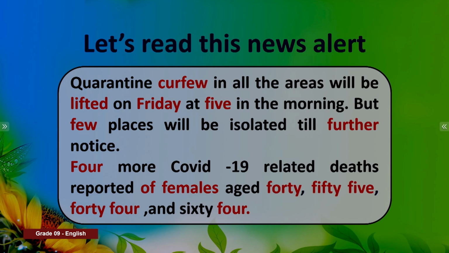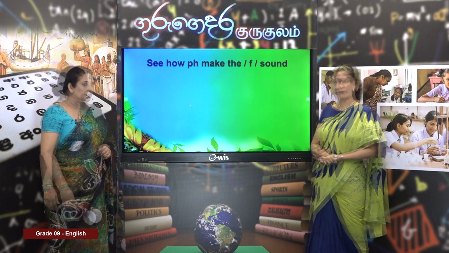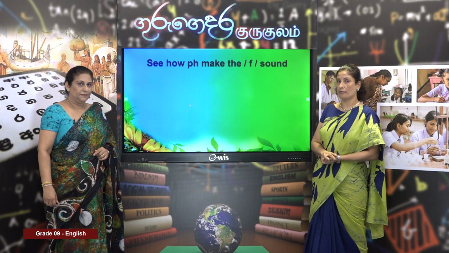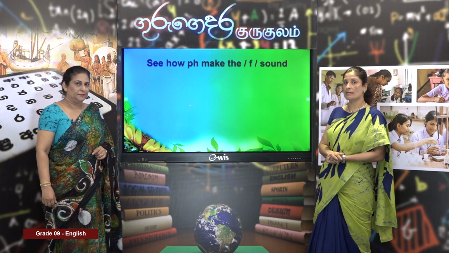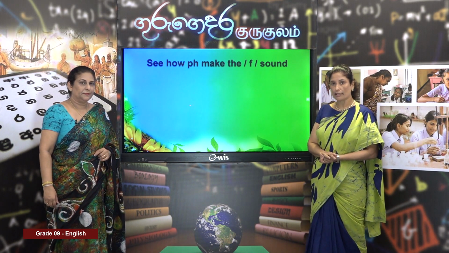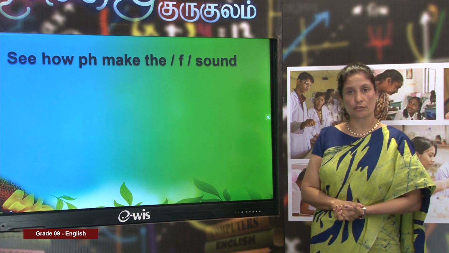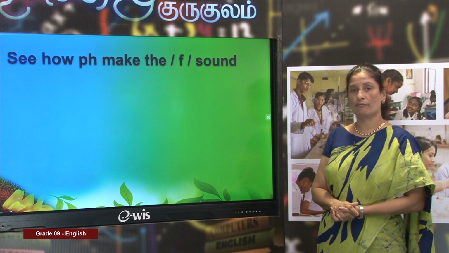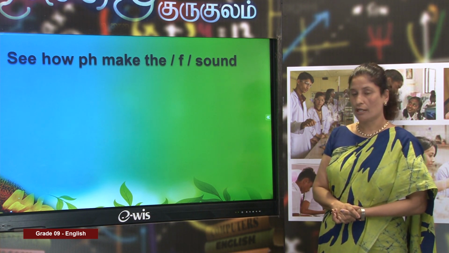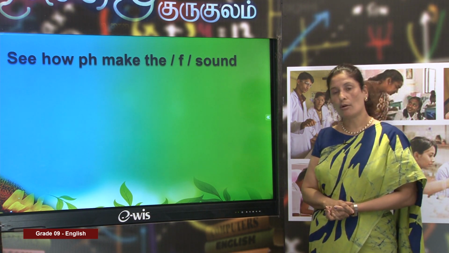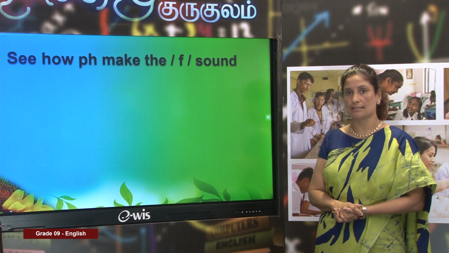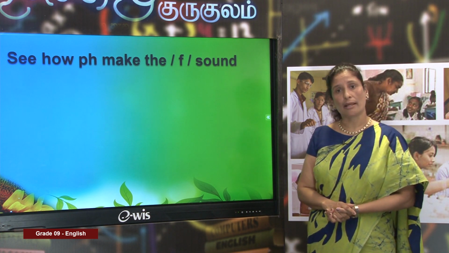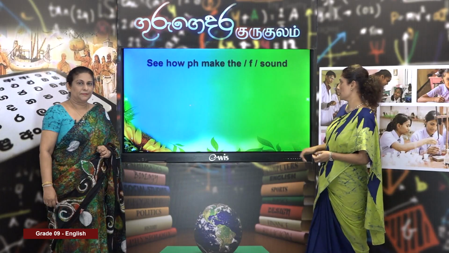Thank you, Ms. Nirmala. So now, Ms. Nirmala, we have come to the end of the first part. We discussed how the F sound occurs in the beginning of words, at the mid position of words and at the end of the words with the letter F. Now we are going to see how other spelling combinations like PH together make the F sound.